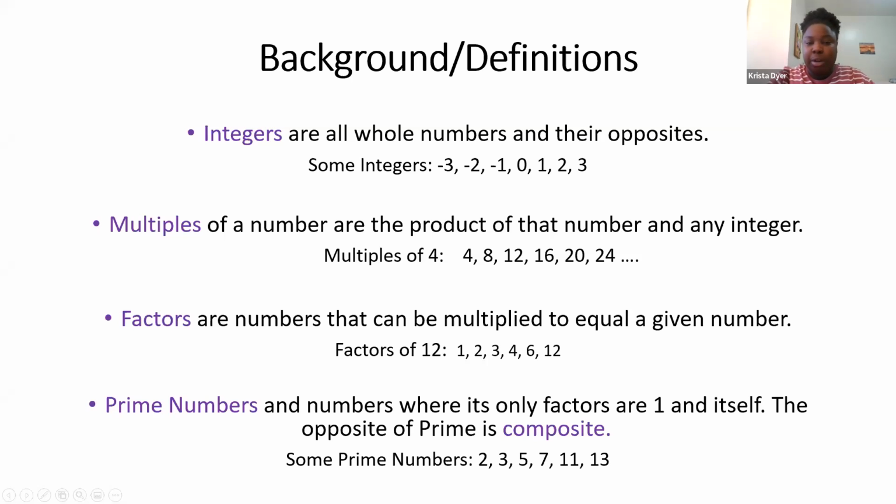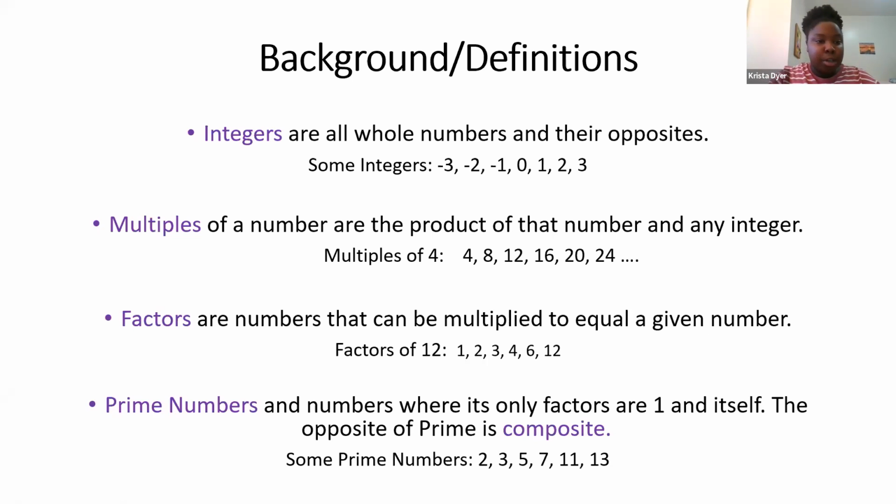So before we get into our first one, I wanted to give a little bit of background about what would be needed to get the answer to the problem. So some definitions and some background. The first thing we would need to know is, what is an integer? An integer is all whole numbers and their opposites. So it does not include decimals or any fractions, but it includes the whole numbers and their opposites. So the negative, the corresponding negative number to that whole number.